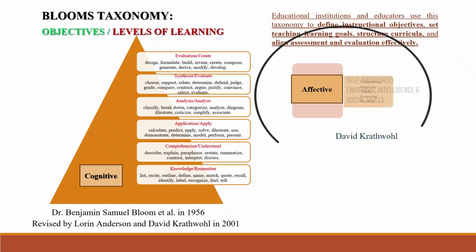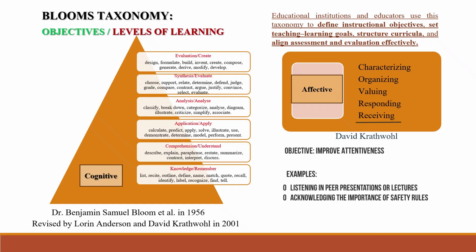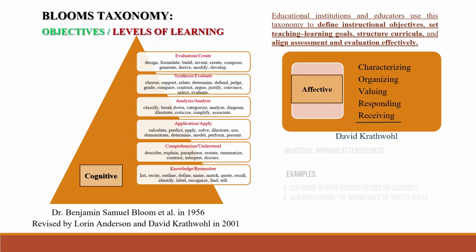There are 5 levels here. The first and the lowest level is receiving. The objective here is to include activities that improve attentiveness. At the end of this level, the learner shows awareness and willingness to hear new ideas. For example, listening in peer presentations or lectures, acknowledging the importance of safety rules, etc.